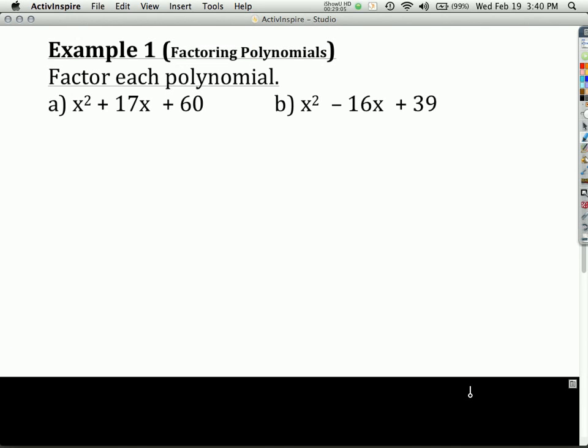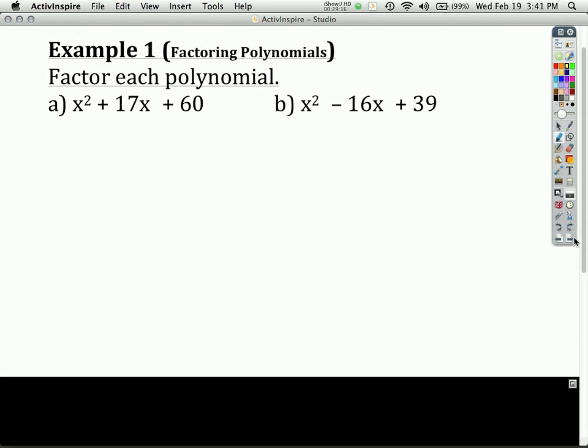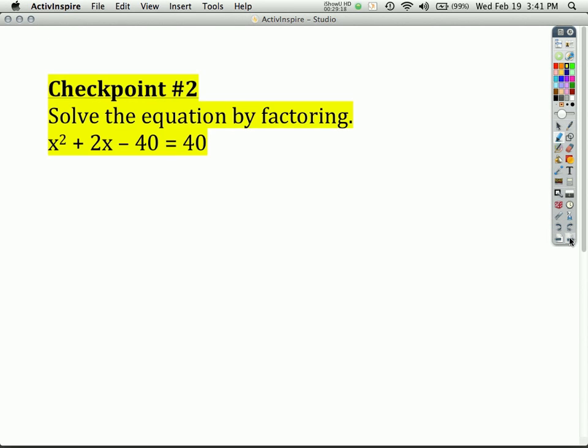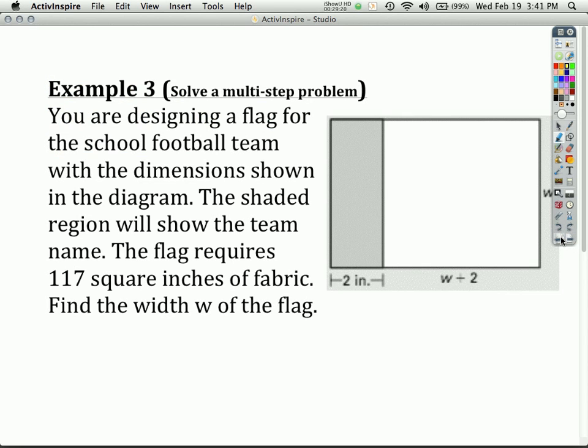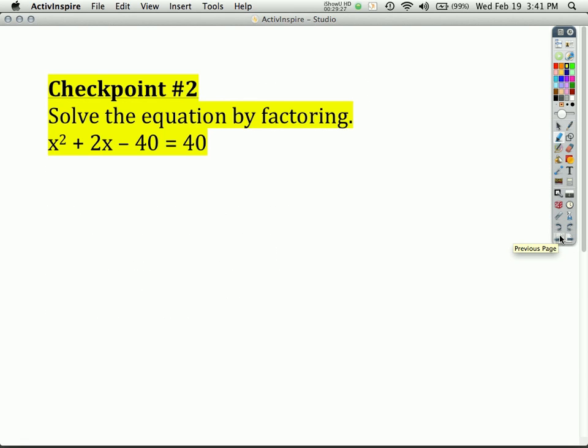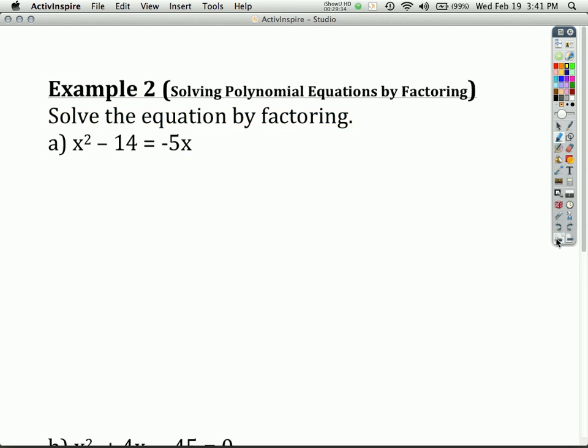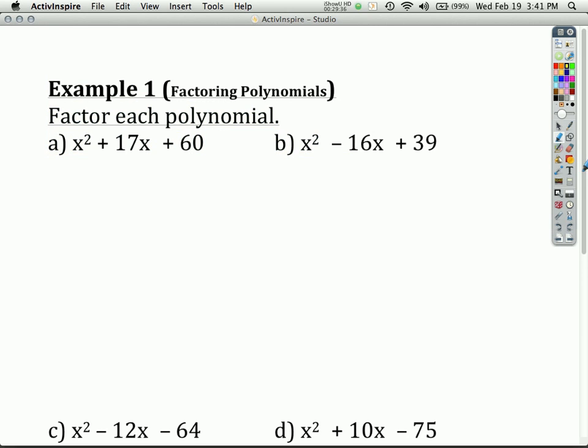So for the moment, all we are doing is factoring. We are not solving equations yet. But this is our goal. Our goal is to be able to do this. Our goal is to be able to solve this equation, this problem. Our goal is to be able to solve that equation. Factoring is the method that's going to help us. So right now, I am just focusing on how to do the factoring.